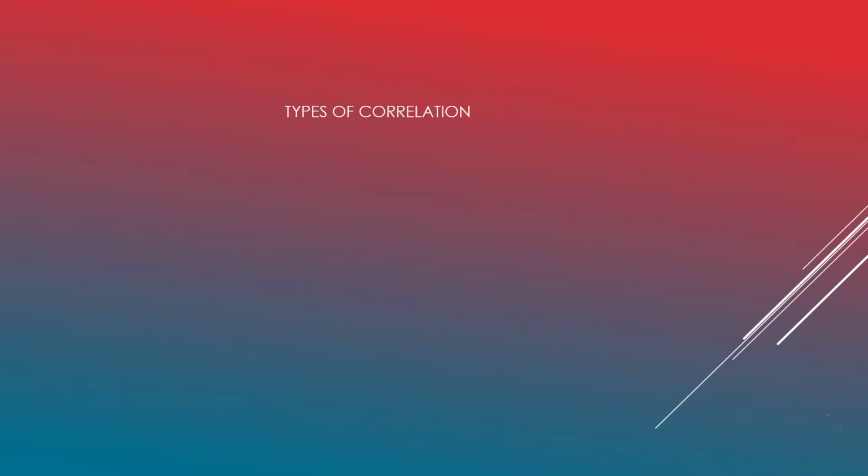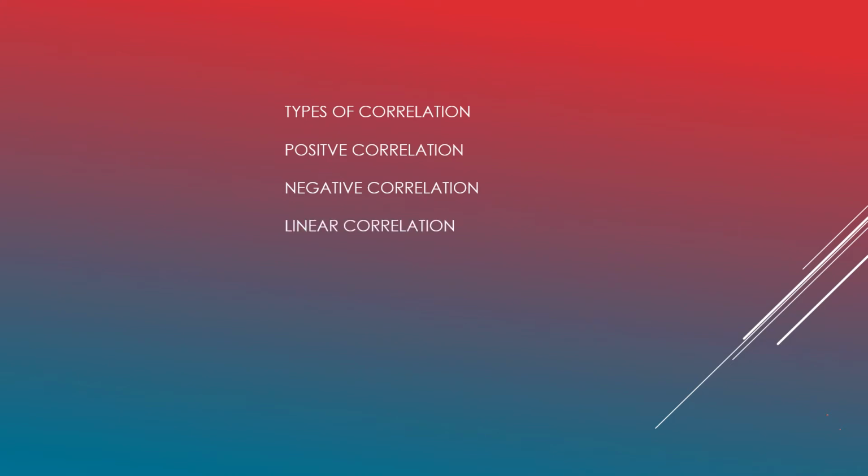Types of correlation. There is positive correlation when we see that the values of the two variables deviate in the same direction. Negative correlation: when the values in the variables deviate in an opposite direction, it is called negative correlation. And we also have linear correlation and non-linear correlation.